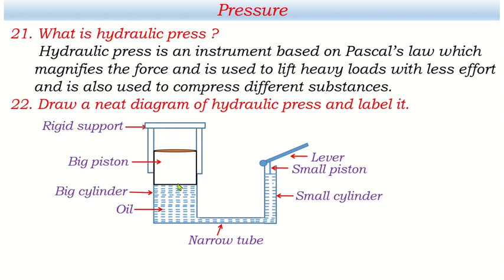This way the hydraulic press is used in making cotton bundles, and there are other uses also, but this is one very good example: the hydraulic press is used in making cotton bundles.